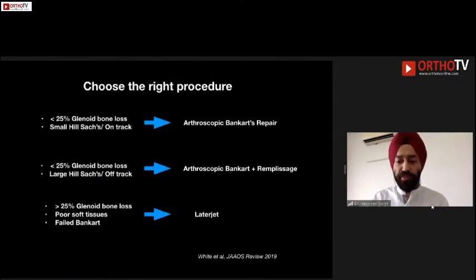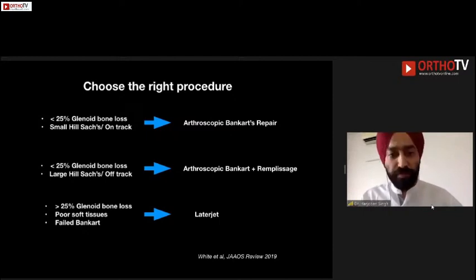So in his review, Provencher et al. in the Journal of the American Academy of Orthopaedic Surgeons in 2019 gave this algorithm approach for choosing the right procedure for these patients of anterior shoulder instability. So in his view, if the glenoid bone loss is less than 25% with a small Hill-Sachs, which is on track, you can safely go ahead with arthroscopic Bankart repair. And if your glenoid bone loss is less than 25% with a large Hill-Sachs, which is off track, you can go with arthroscopic Bankart, but you have to add a remplissage procedure to it.